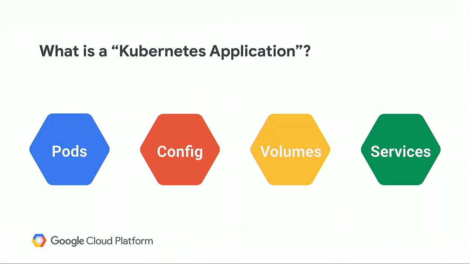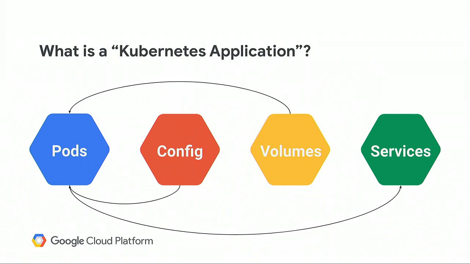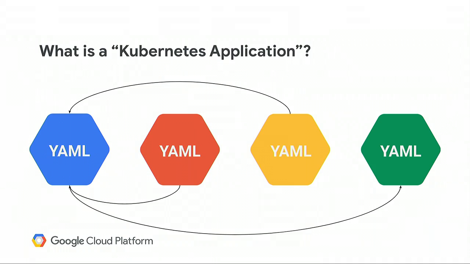So one way to sum up what a Kubernetes application is, or the deployable unit, it's a lot of these different APIs stitched together. The pods are dependent on a config map and a volume. The services depend on pods and their labels and so forth. And they're all defined as YAML.